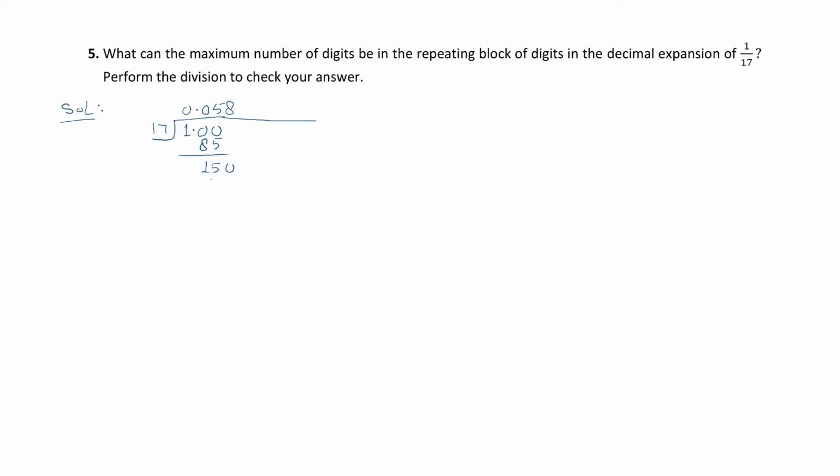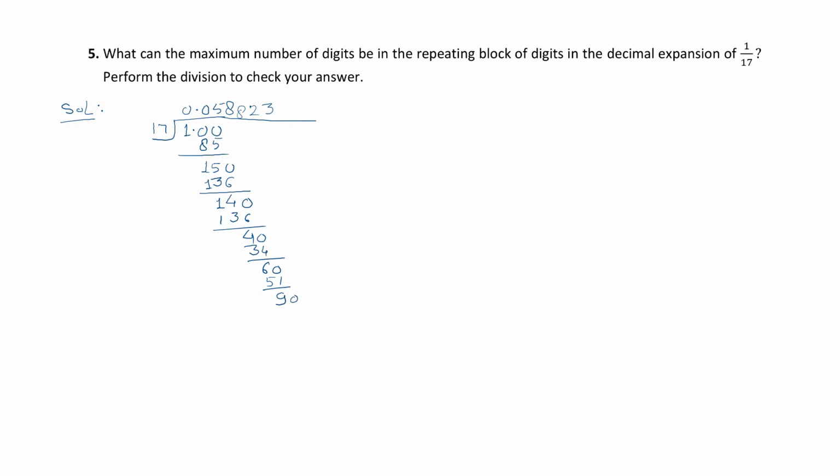So we will repeat the process till the remainder repeats. 17 eights are 136. The remainder is 14, so again 140. Again 17 eights are 136. Here the remainder is 4. It becomes 17 twos are 34. So the remainder is 6. 17 threes are 51. So the remainder is 9.